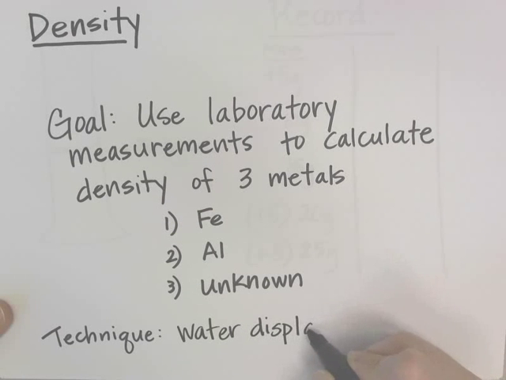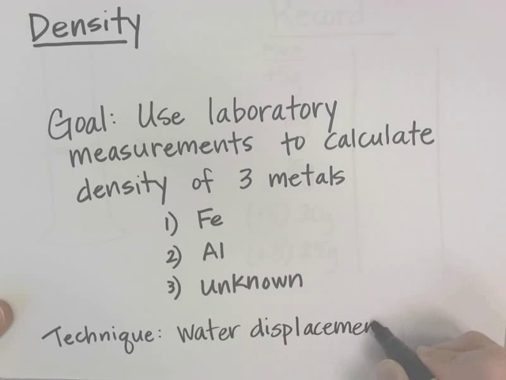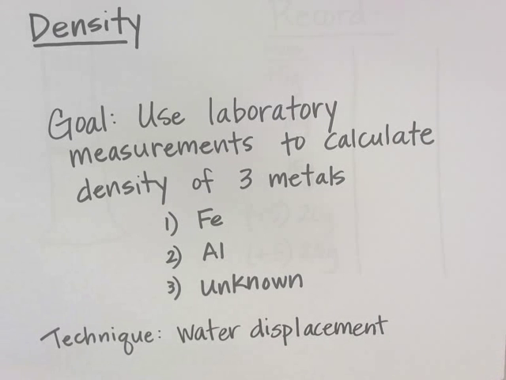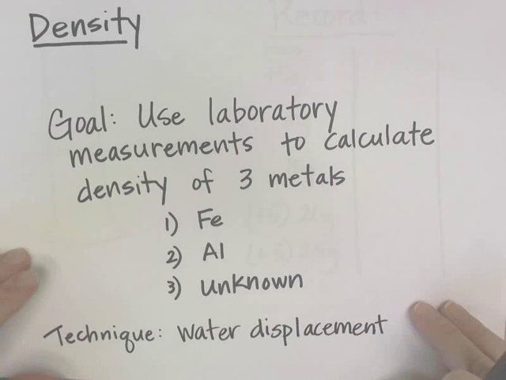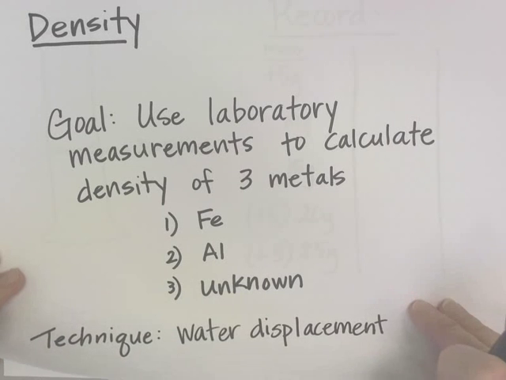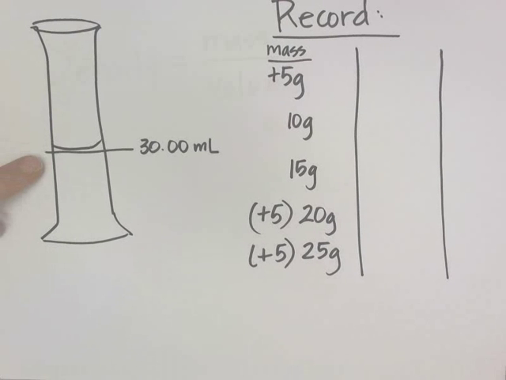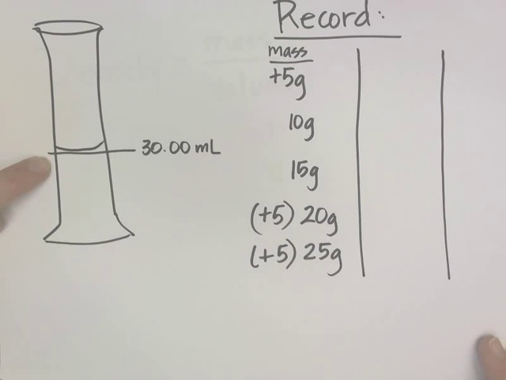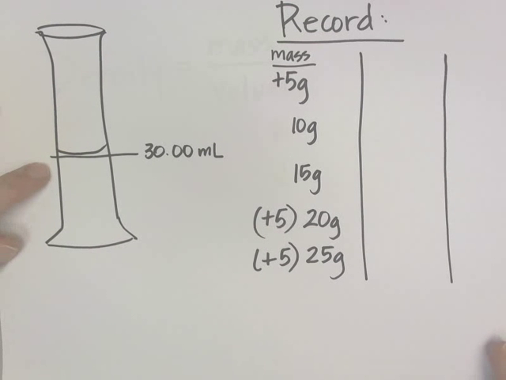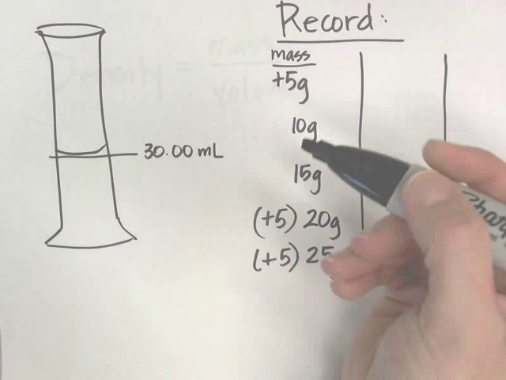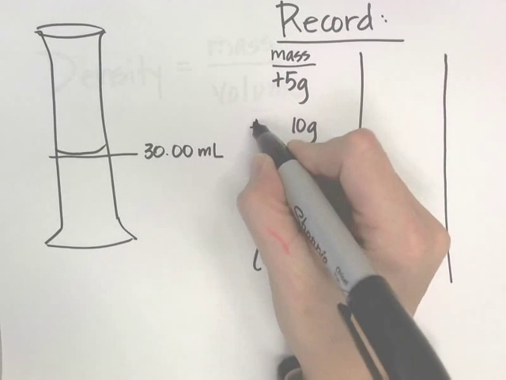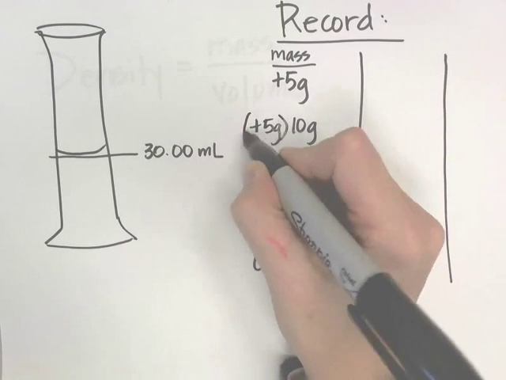You can visually see what this looks like in your textbook, but basically we're just going to start with a graduated cylinder. We have some volume markings here on the side of the graduated cylinder. We're going to put some water in it. We'll start with 30 milliliters of water and record that. It doesn't really matter what it is, just that we record it. And you're going to add, in increments of 5 grams, your metal to the graduated cylinder.